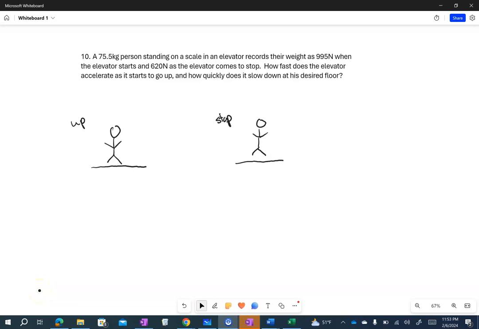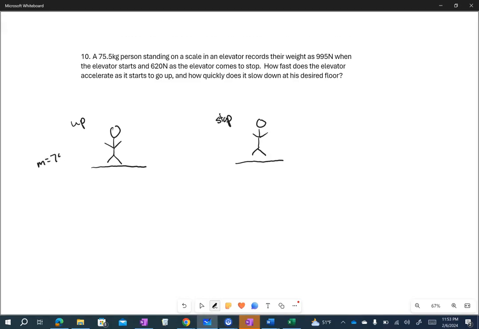So this is one of our elevator problems. In this one, we have a 75.5 kilogram person. So their mass is 75.5 kg. They're standing on a scale on the elevator.